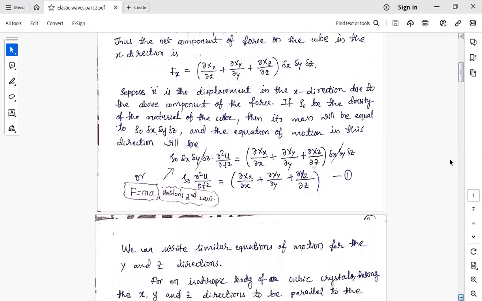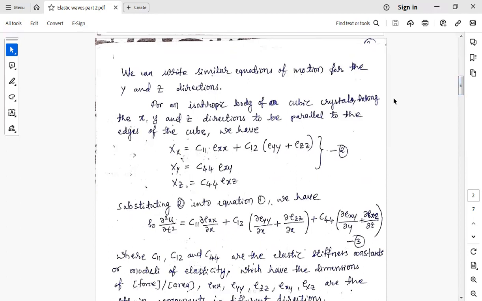And I expressed this force in terms of Newton's second law. So this is of the form ma equals F. This is the force, and this rho naught is the mass of the cubic crystal, and this del squared u by del t squared is the acceleration, or the rate of change of velocity of the cubic crystal when it is set into vibration. So this is equation 1.